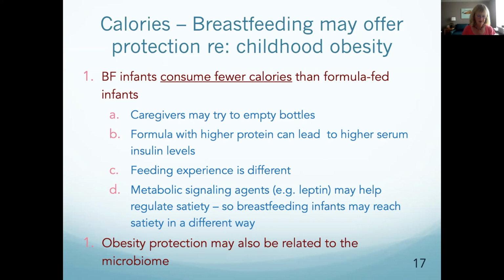Also, formula has more protein in it than human milk. And put a star around this because this is a theme that we're going to talk about all semester. High protein diets may stimulate overweight in kids. I actually have done some research on that. So keep that as a thought and we'll get to it. But higher protein can lead to higher serum insulin levels, and then the insulin is what stimulates storage, lipogenesis and storage, for example.